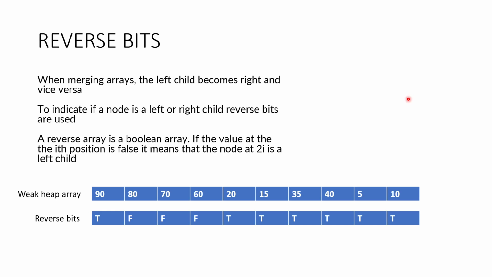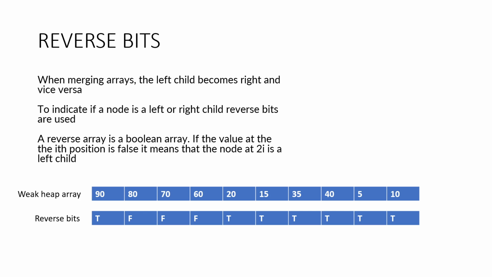And one of the most peculiar functions of the weak heap is called reverse bits. Reverse bits is used to indicate if a node is a left or a right child. When we use the merge function, the left child and right child become switched in some cases, and a Boolean array called reverse bits is used to keep track of this.